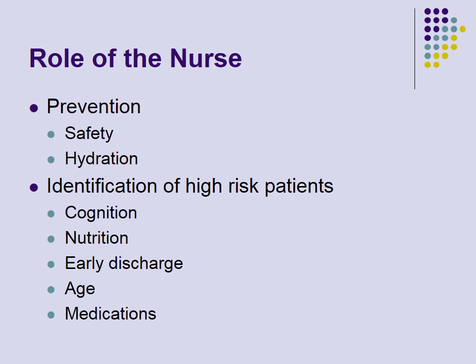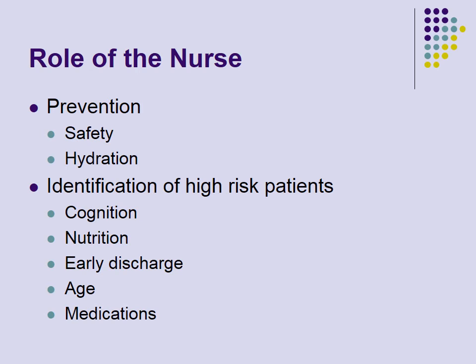Okay, the role of the nurse. So what can we do to prevent this from happening to our patients, or to see it and intervene as quickly as possible? One of the first things that we look at is prevention. So safety is one way to prevent these things from happening.